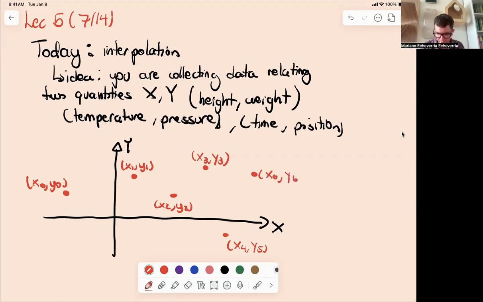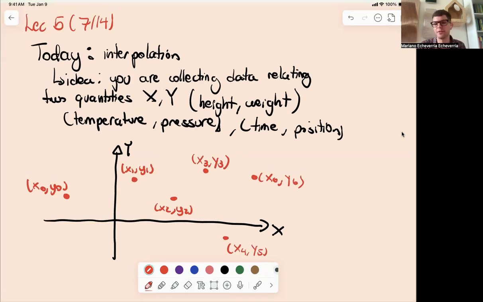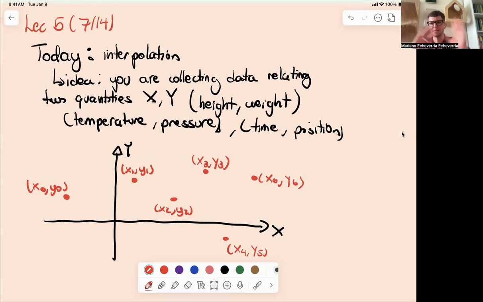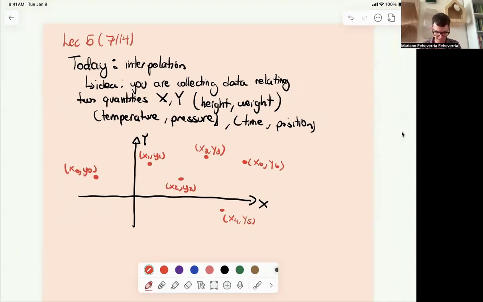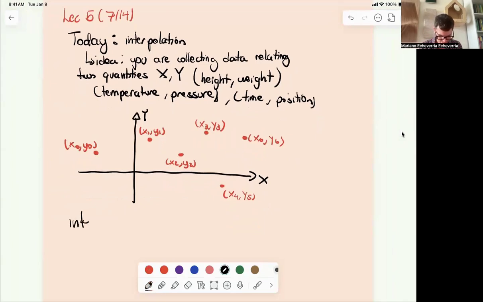Of course, in practice, in anything realistic, you could be talking about thousands of points or hundreds of thousands. But just to keep things simple, as a motivation, you could just imagine having collected a few data points. And so the idea of interpolation is to try to find a curve that fits those data points. So the idea behind interpolation is to find a curve.